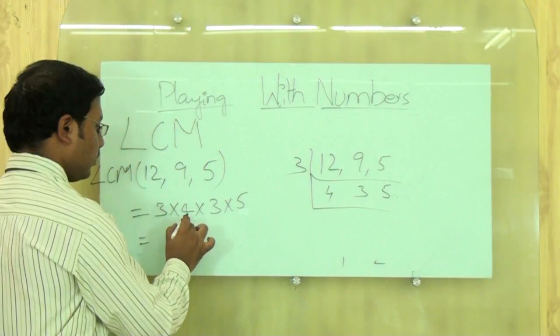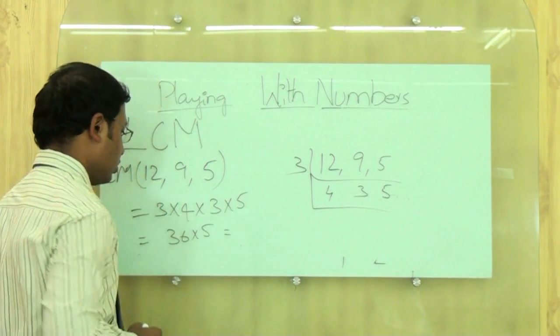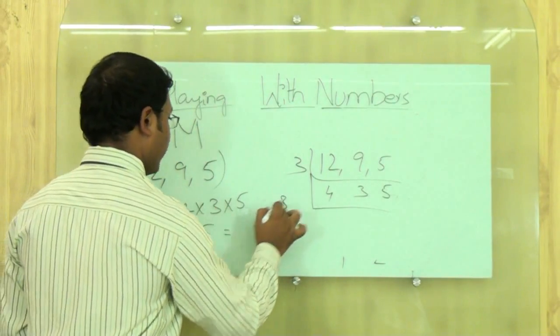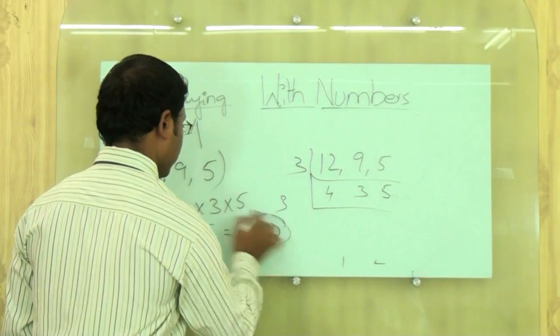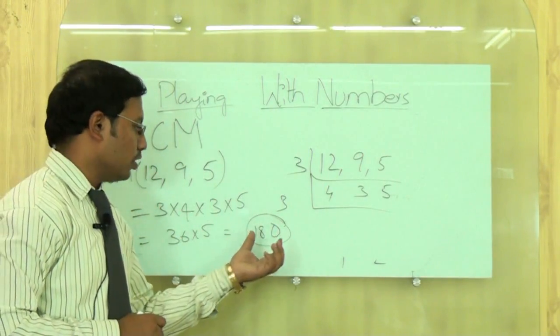4 3s are 12, 12 3s are 36. 36 into 5: 6 5s are 30, 3 carry, 5 3s are 15, 15 plus 3 is 18. That is 180. LCM of 12, 9 and 5 is 180.